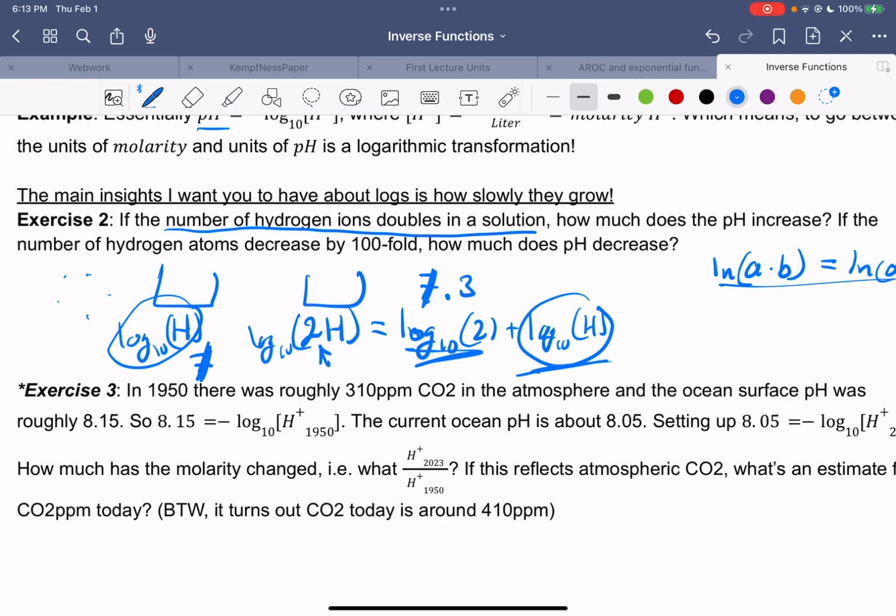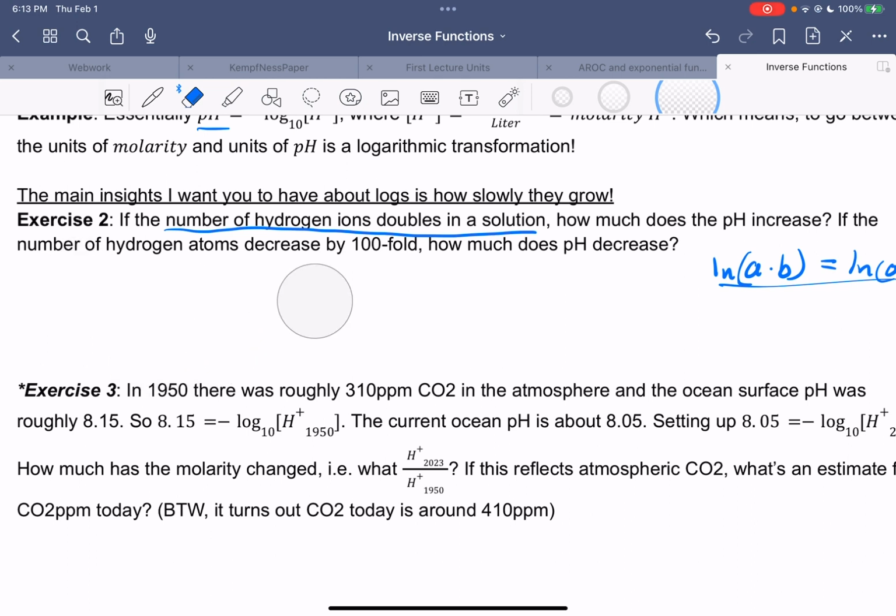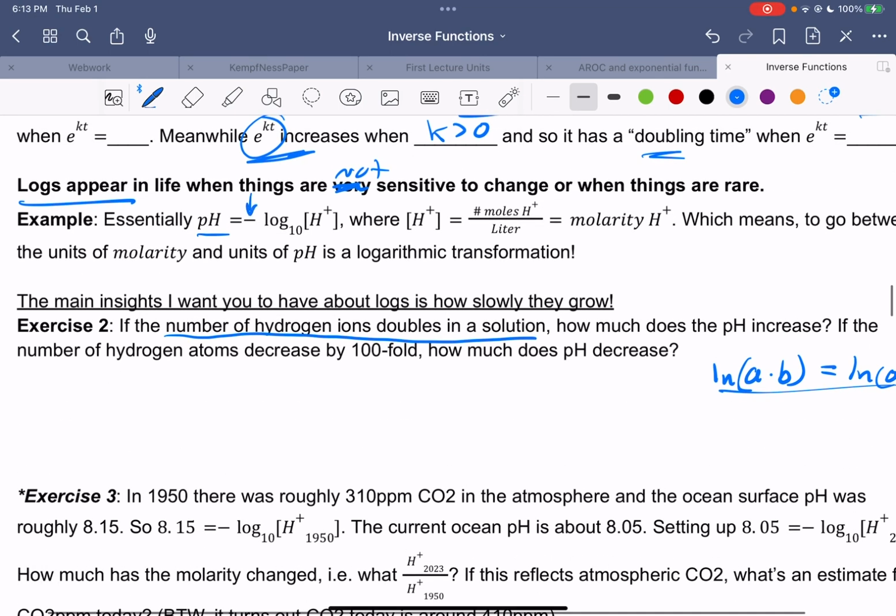Doesn't matter. You change the pH by 0.3, okay? So the pH did not double. Sorry, there's this negative sign, so it actually decreased by 0.3, which makes more sense. If you add protons, you're getting more acidic. Okay, whatever, the point still stands. Logs are not sensitive to change, okay? We doubled the input, and the output changed by 0.3.